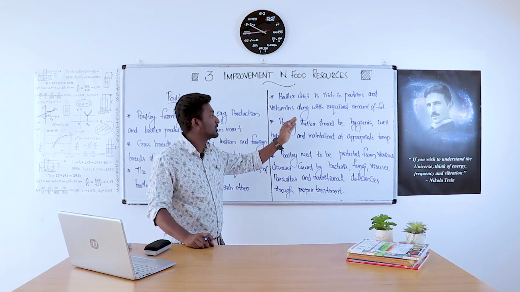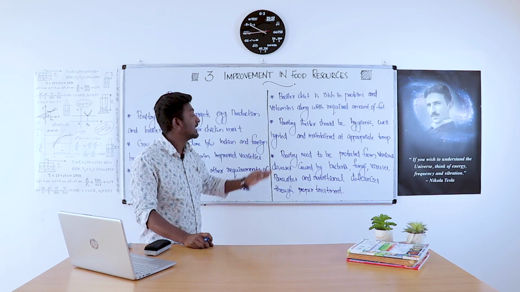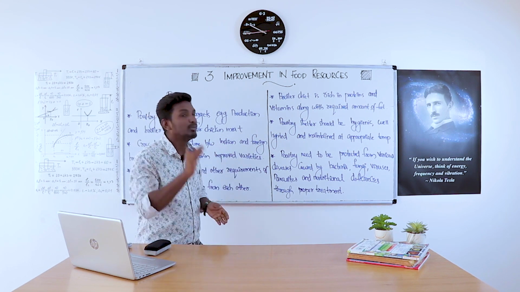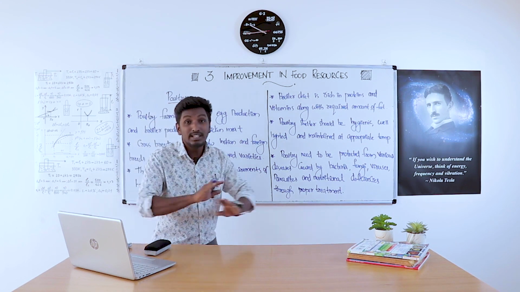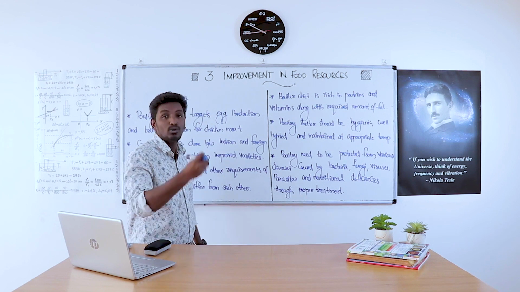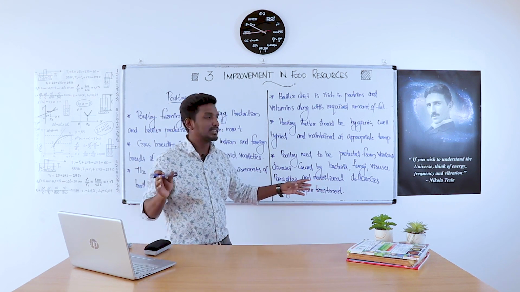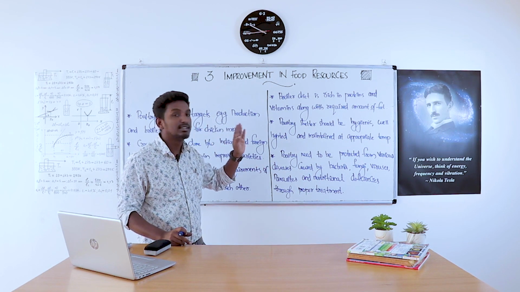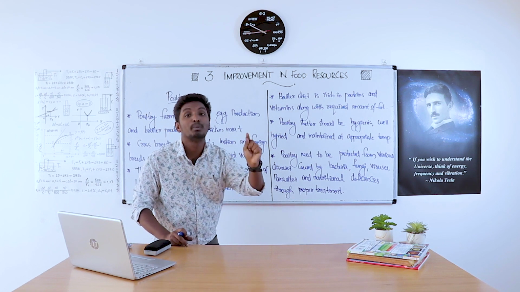Poultry shelter should be hygienic, well lighted and maintained at an appropriate temperature. So the shelter should be hygienic. For everything, for poultry or animal husbandry or beehive, for every rearing purpose, shelter should be hygienic. That's the most important one. Here it must be well lighted and should be at an appropriate temperature.